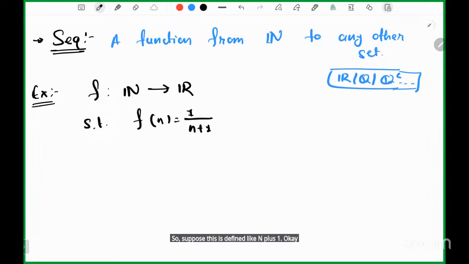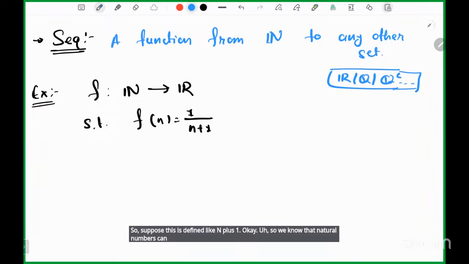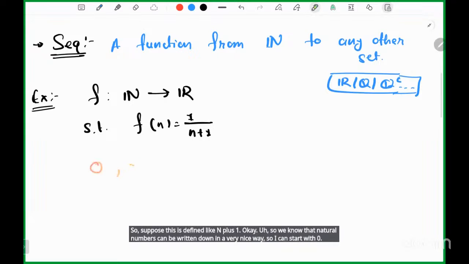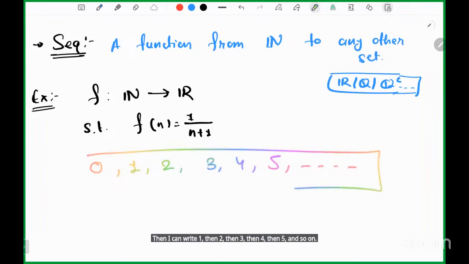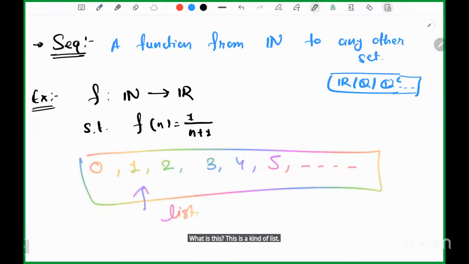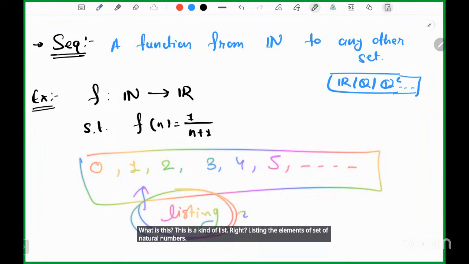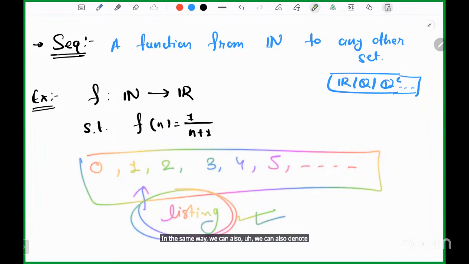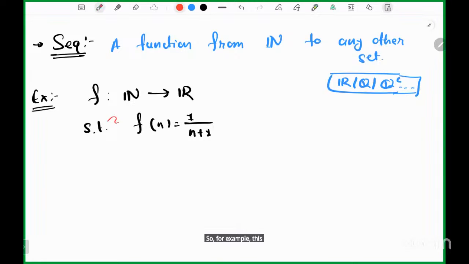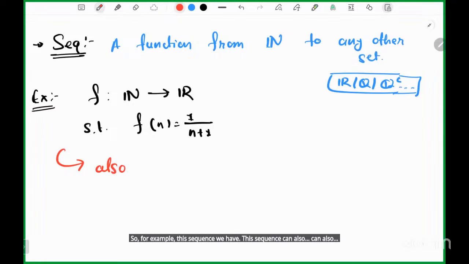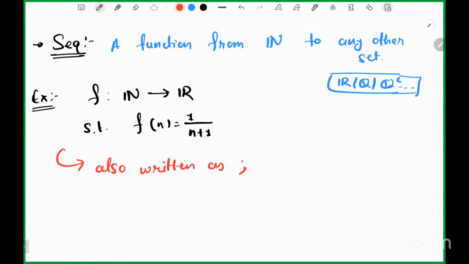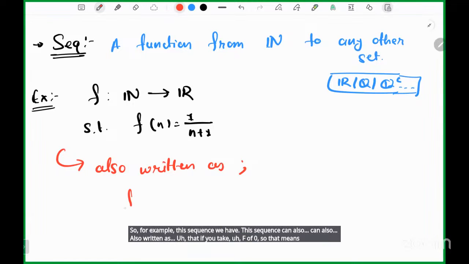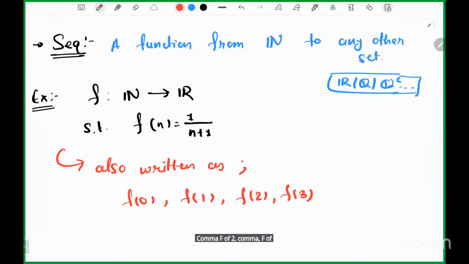Okay. So we know that natural numbers can be written down in a very nice way. I can start with 0, then I can write 1, then 2, then 3, then 4, then 5, and so on. What is this? This is a kind of list, right? Listing the elements of the set of natural numbers. In the same way, we can also denote a sequence. So for example, this sequence can also be written as f(0), f(1), f(2), f(3), and so on.